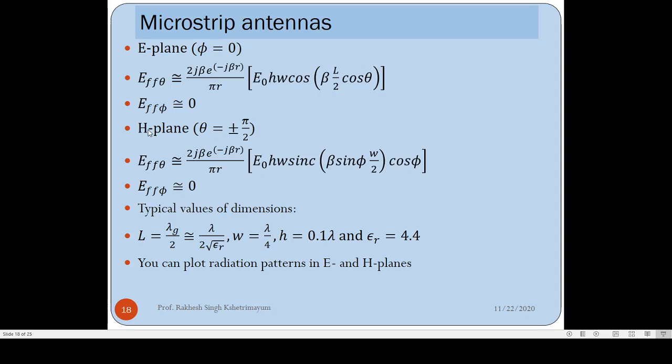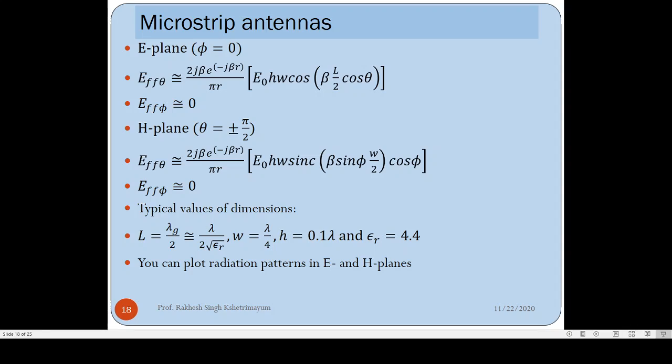The H plane is when theta is equal to plus minus pi by 2. So when theta is equal to plus minus pi by 2, the H plane will be there. For the H plane, it will also have only the theta component of the field, and the phi component will become 0. This is the expression for the H plane of the microstrip antenna.